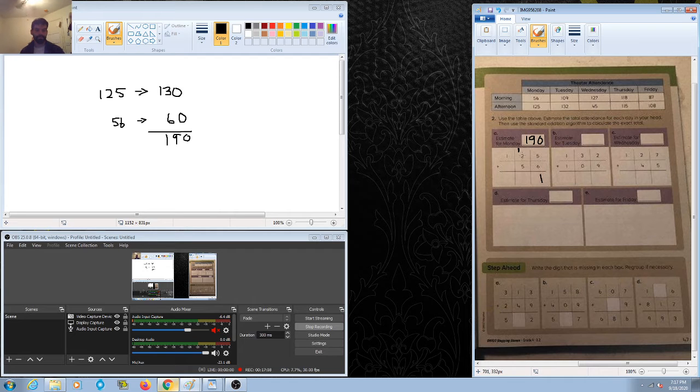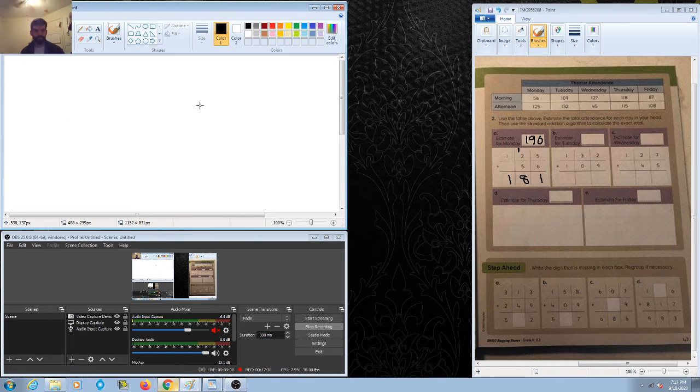So 1 plus 2 is 3, plus 5 is 8, and then we don't have to carry anything because 8 is a single digit number, and then we bring down that 1, and we get 181 as our exact value, which is fairly close to our estimate. Okay, so let's look at number B here. For Tuesday, we're going to be estimating the sum of 132 and 109.